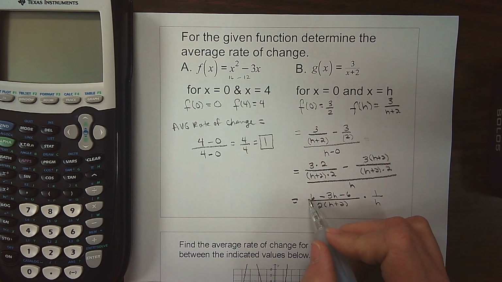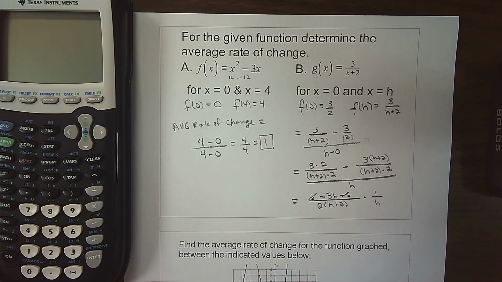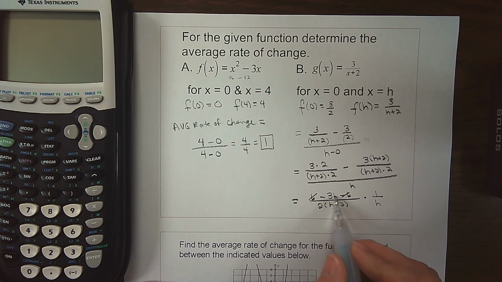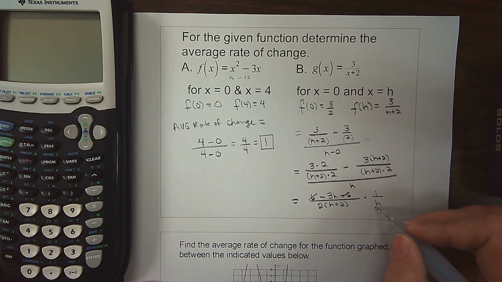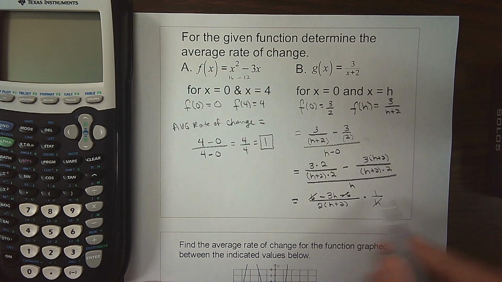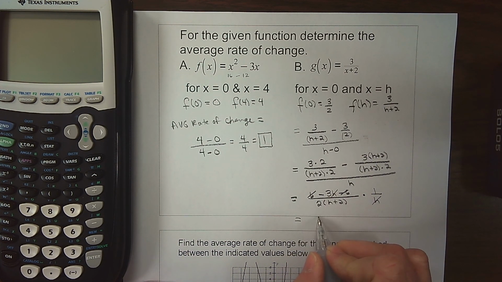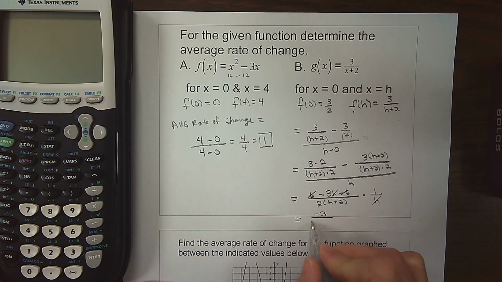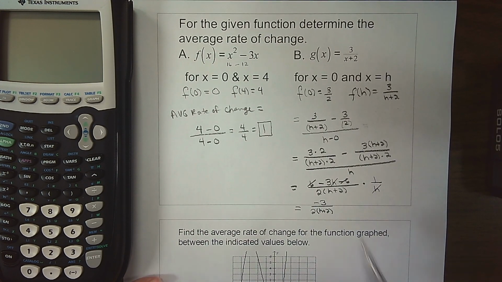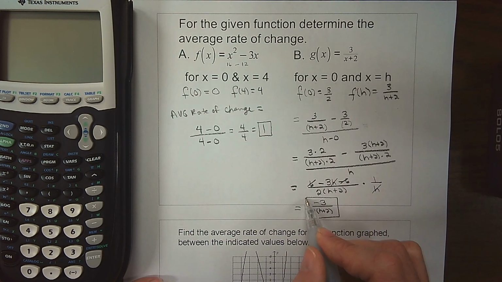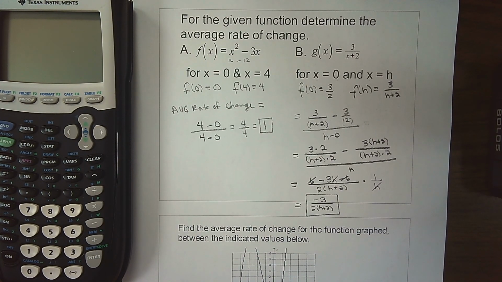When I try to clean this up, the +6 and -6 will cancel with one another, and that leaves me with -3h over 2 times the quantity h plus 2, and then times 1 over h. But I can also say that this factor of h, because it's multiplication, cancels with the h that I see up top here. And so the entire average rate of change can be written as the expression -3 over 2 times the quantity h plus 2. And certainly you could have distributed that too if you preferred, but that is our expression for average rate of change there.